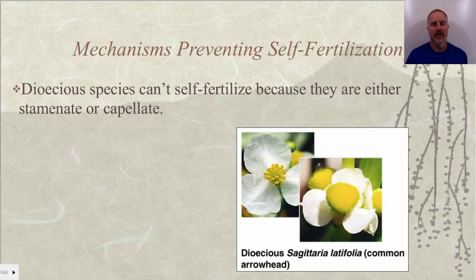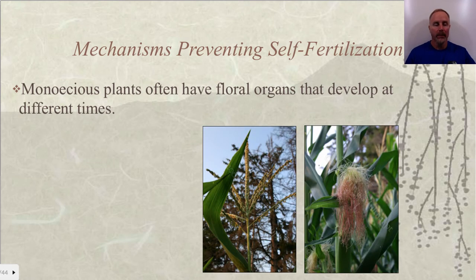And there are certain mechanisms that plants use to prevent self-fertilization. One is a dioecious plant. These plants don't self-fertilize because they're one of two types. They either have stamens in their male plants, or they have carpels in their female plants. So obviously they can't self-fertilize. But other plants, like a corn plant here, are monoecious. In other words, there's one type and it's got both male and female parts on it.